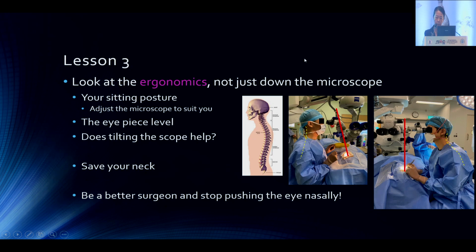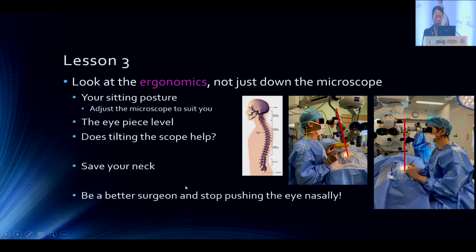How about the ergonomics? I always tell my students, you should look at me when I operate, or a colleague when you operate, not just focus down the scope. Your sitting posture, you can see my two residents, one has an upright posture, the other is really bent forward. Can you improve on this? Because when you get older, you have severe back pain and you cannot do many cases. You get tired. So you want to always adjust the scope so that you can keep your back upright and the eyepiece should be level. And perhaps if you're not that tall, tilting the scope towards you may actually help to save your neck.